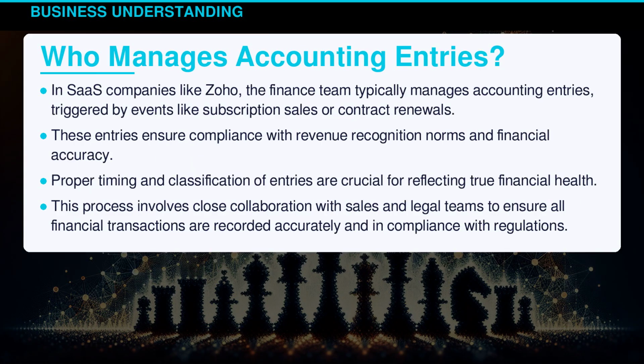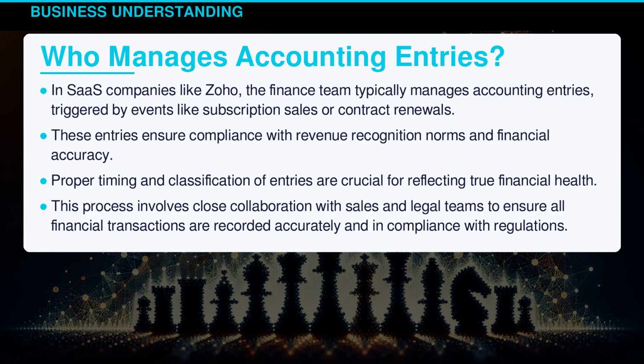In SaaS companies like Zoho, the finance team typically manages accounting entries, triggered by events like subscription sales or contract renewals. These entries ensure compliance with revenue recognition norms and financial accuracy. Proper timing and classification of entries are crucial for reflecting true financial health. This process involves close collaboration with sales and legal teams to ensure all financial transactions are recorded accurately and in compliance with regulations.